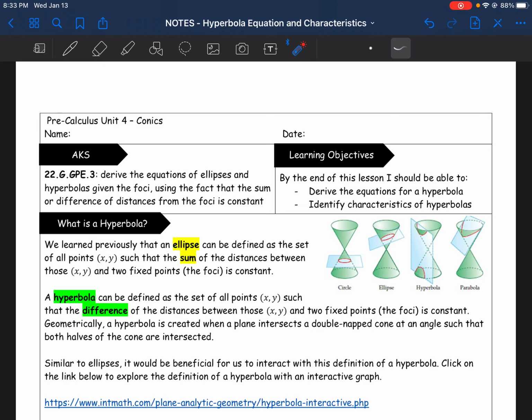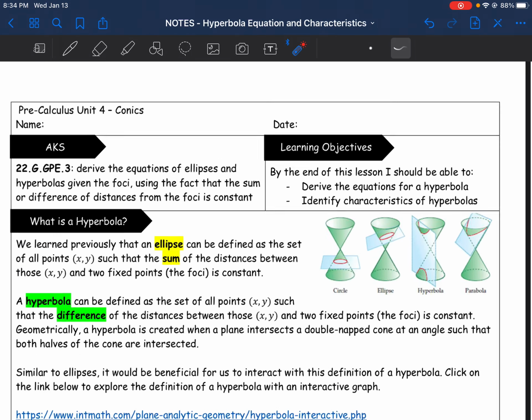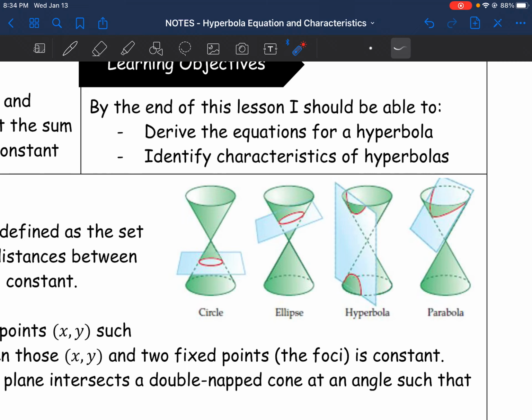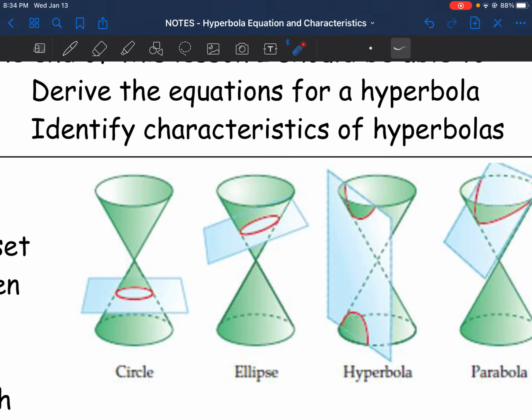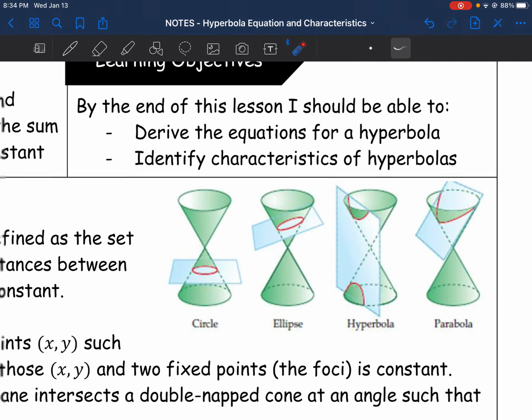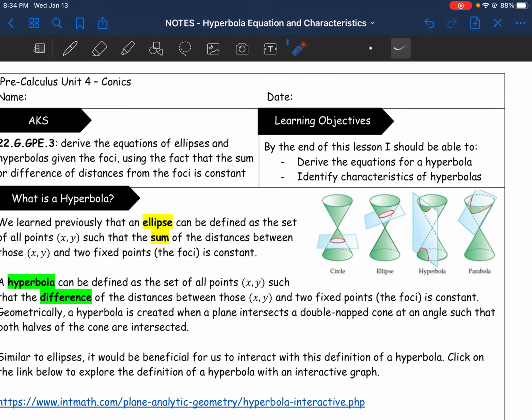Geometrically speaking, a hyperbola is created when a plane intersects a double-napped cone at an angle such that both halves of the cone are intersected. And we can see that right here in the diagram. So we've already covered circle, we've covered ellipse. Now that we're looking at hyperbolas, notice that we have this double-napped cone, and the plane is cutting through both parts of the cone, both sides of the double-napped cone. And it's creating this kind of a shape right here. Okay, that kind of a curve. So that's what we're going to be investigating here with these hyperbolas.